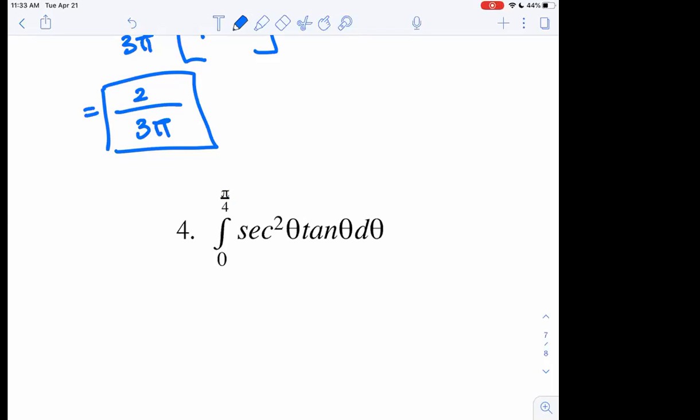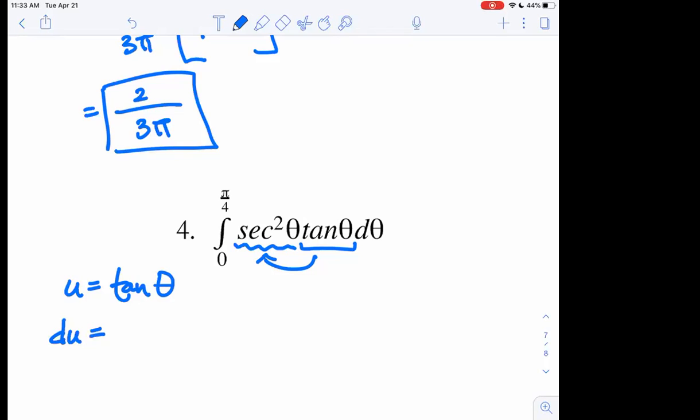All right. So when I look at this, I notice that tangent theta is here, and the derivative of tangent theta is secant squared theta. So because of that, I'm not going to say that my u equals secant, but I'm going to say that my u equals tangent theta. Okay, so it's kind of a back to basics situation where you have a function and you have its derivative in the same function.